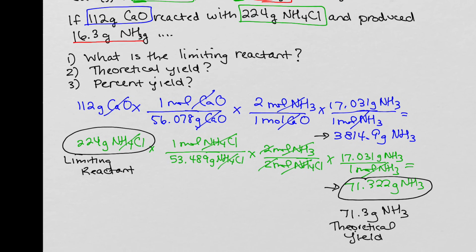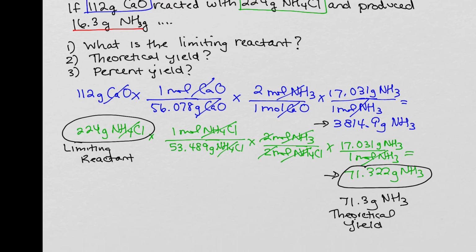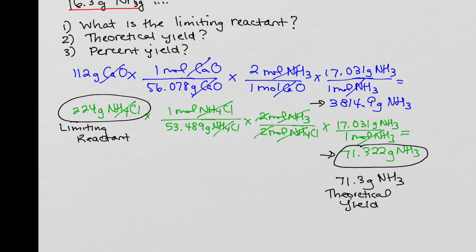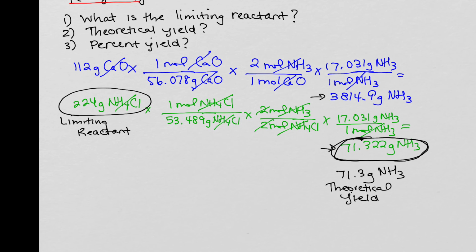So in my pancake example, the ammonium chloride is my flour. That's limiting how much product I can make. It doesn't matter that I have enough calcium oxide to make almost 3,800 grams of ammonia because I only have enough to make 70 grams of ammonia based on ammonium chloride. So this is my theoretical yield here. But when I did this in the lab, what I collected was 16.3 grams of ammonia. So my reaction didn't go very well. I only produced about 16 grams, but what I should have produced was 71 grams.